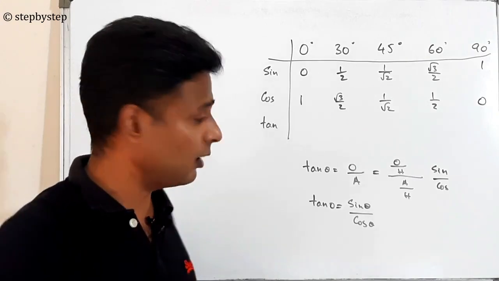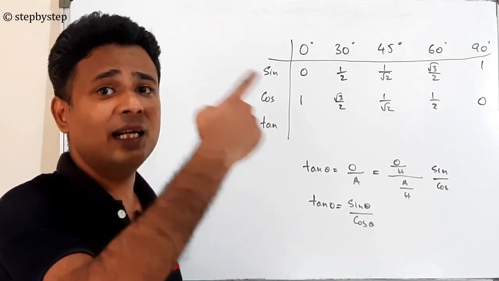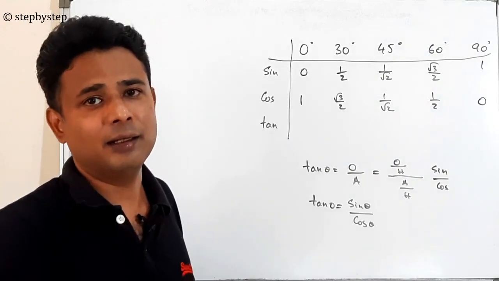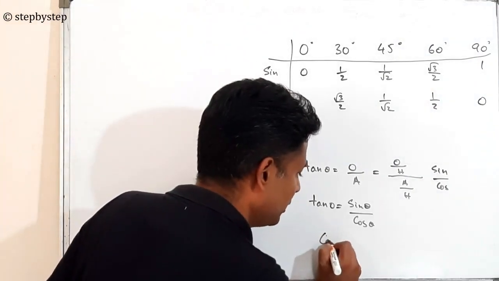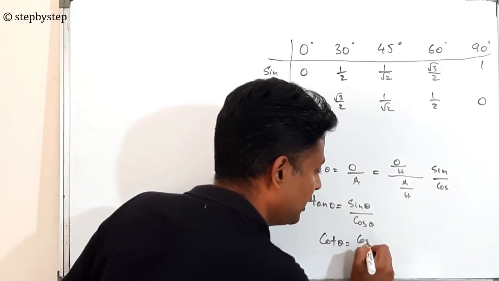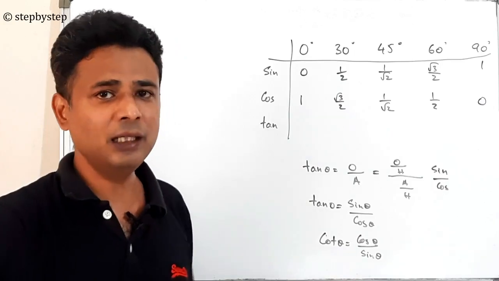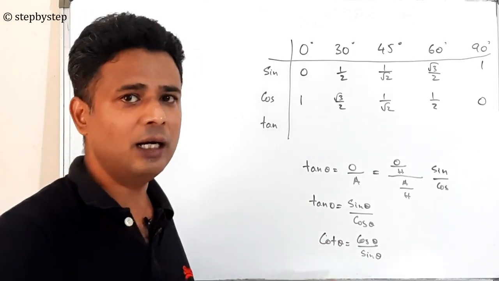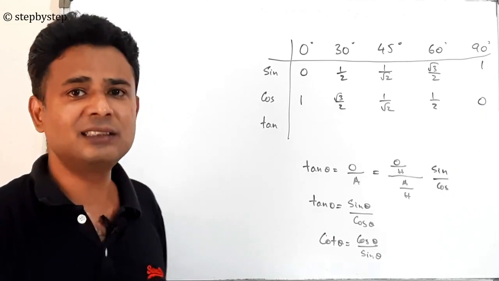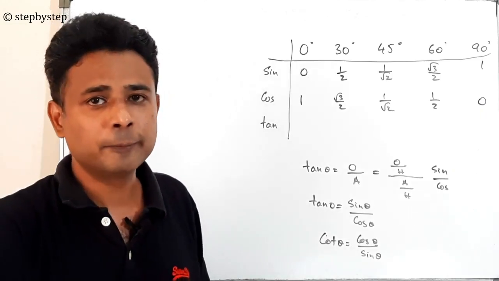Same way cot theta, which is the reciprocal of tan, can be written as cos by sine. Remember that. So cot theta can be written as cos theta by sine theta. So please remember these two identities. These are called identities, and it's very important for you to remember them.